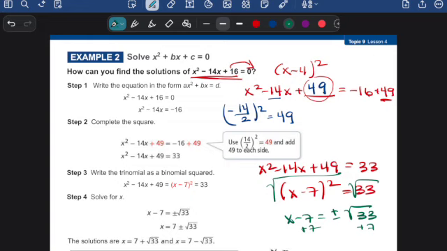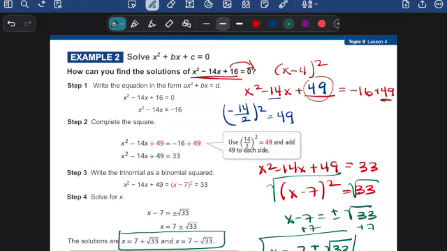So x is going to equal, and this is how you can write it, put the constant first, and you're either going to add the square root of 33 or you're going to subtract the square root of 33. So you can write it like this, or you can write it separately like this.